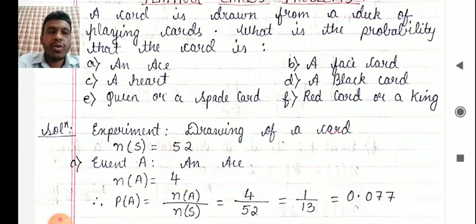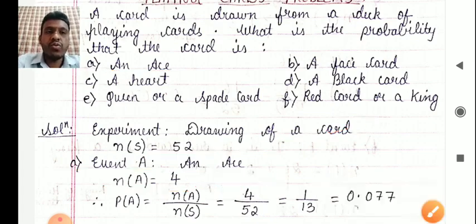Okay, so that equals 1 upon 13, which is equal to 0.077. So event A was quite easy. Let us go to event B. Event B says that it is a face card. So how many face cards are there?